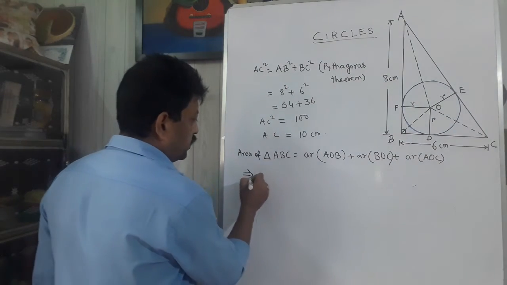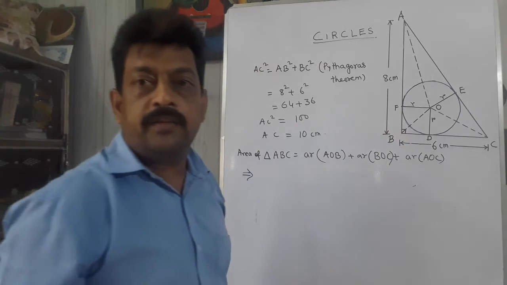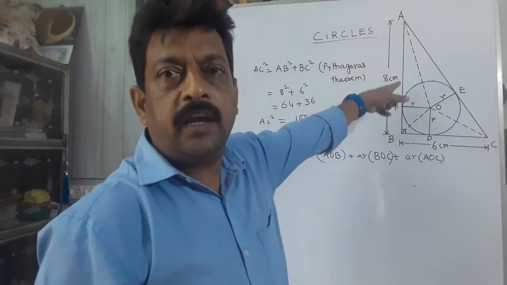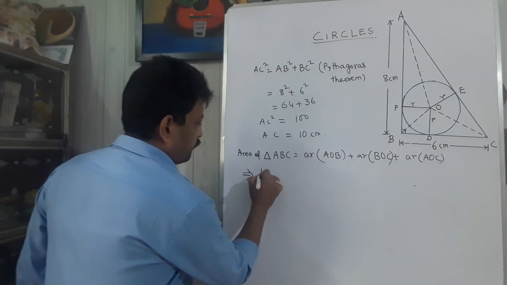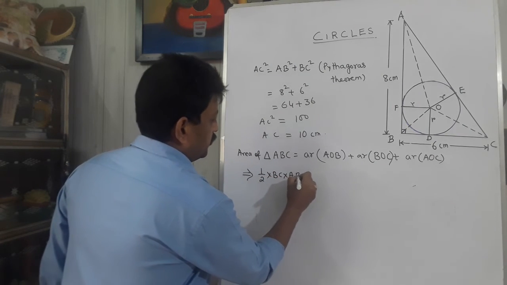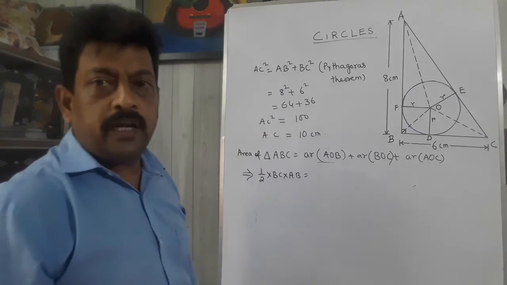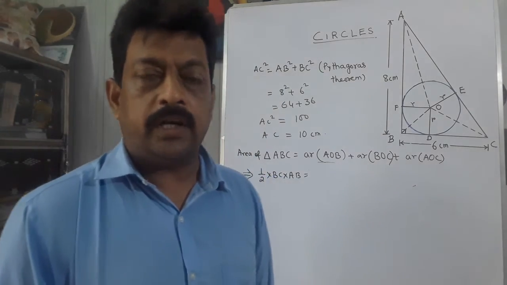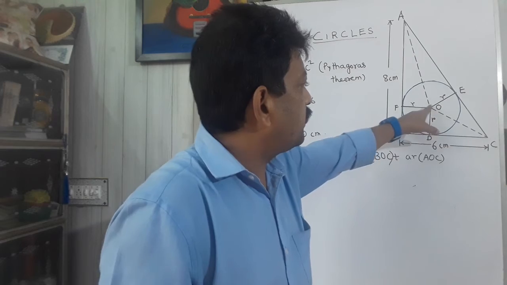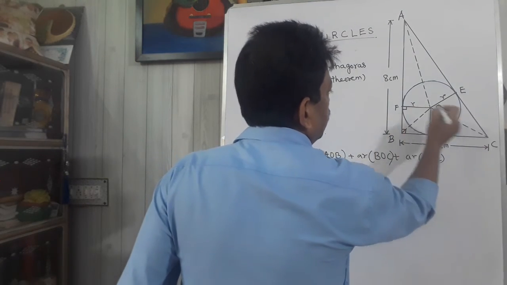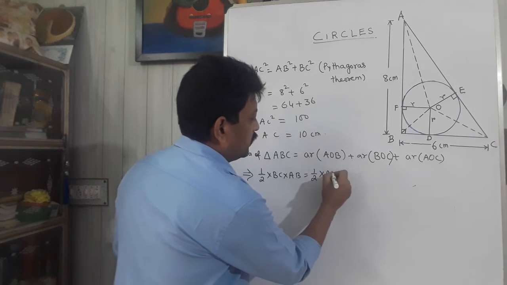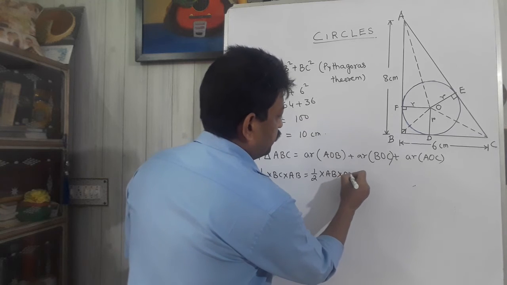Now what is area of triangle ABC? Since it is a right angle triangle, it is half into base into height. Base is 6 centimeter and height is 8 centimeter. So half into base BC into height AB. Here also area of triangle AOB is half into base into height. Now in triangle AOB, the base is AB and the height is the radius, because we all know radius is perpendicular to the tangent. So half into AB into radius OF.